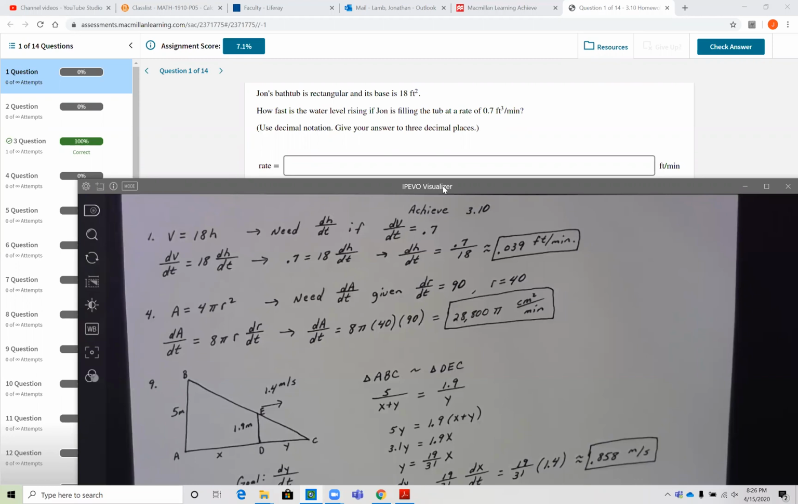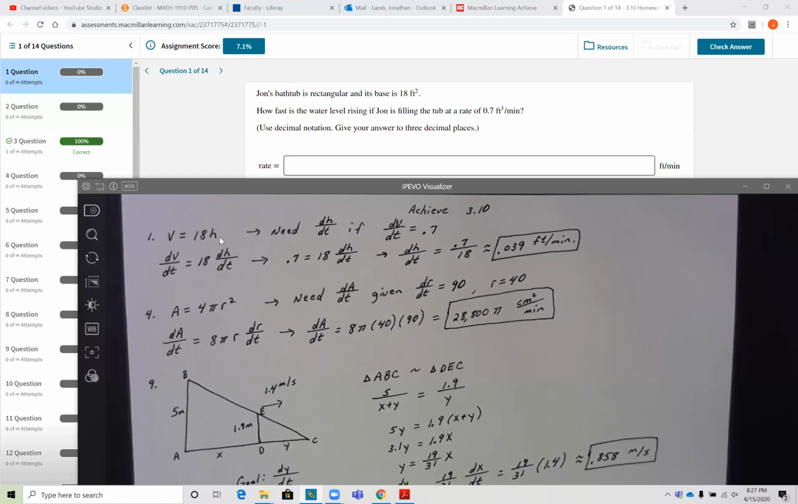The first problem here is one of those problems that is so easy it can be thought of as complicated. Typically, when we have the volume of a rectangular solid, we say it's length times width times height. Well, in this problem, it says John's bathtub is rectangular and its base is 18 square feet. That 18 square feet takes the place of the length times the width in my volume formula. So my volume formula simply becomes, instead of length times width times height, just 18 times the height.